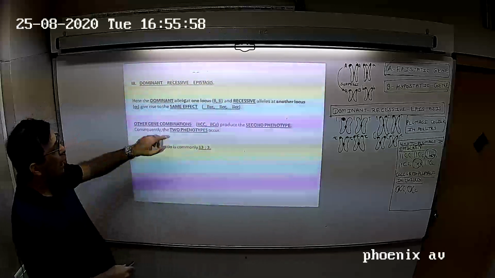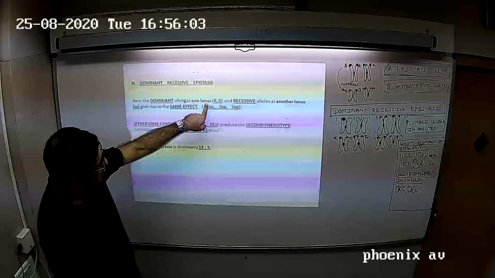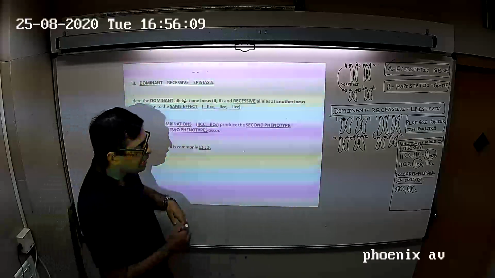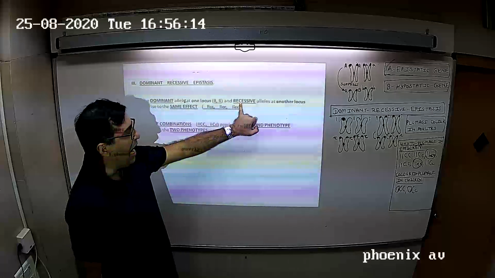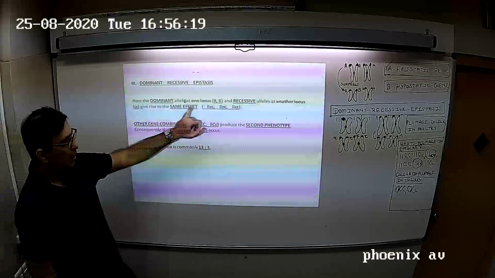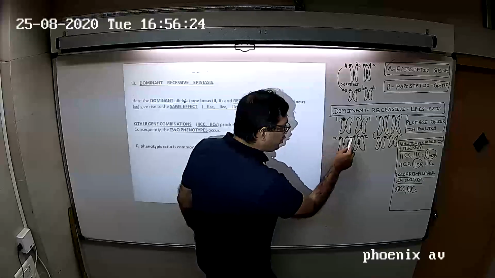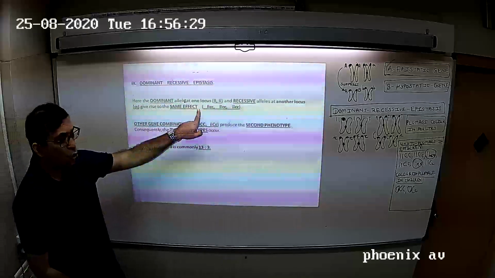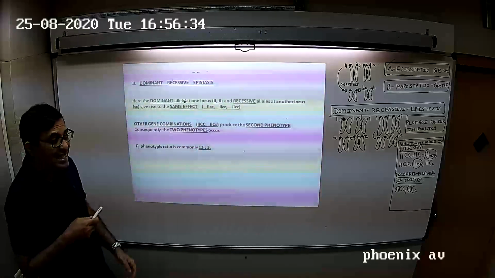Beautiful logic. The dominant allele at one locus, capital I, capital I, capital I, small i, and recessive alleles at another locus, small c, small c, small c, small c, give rise to the same effect.